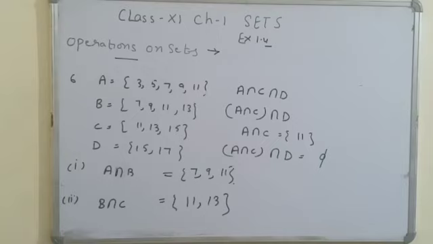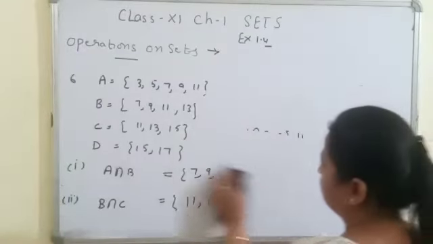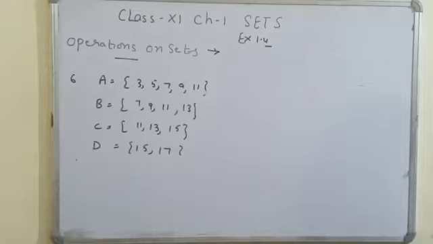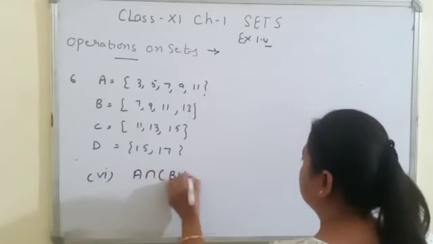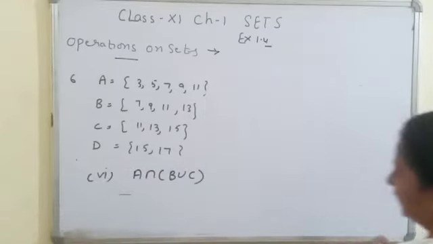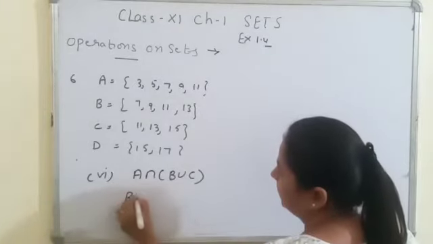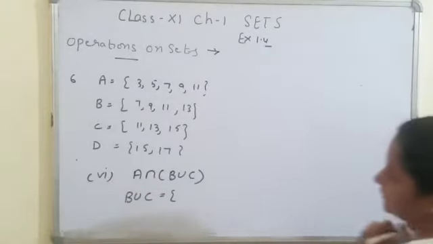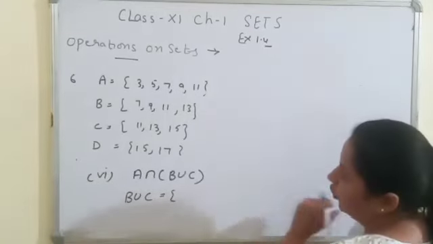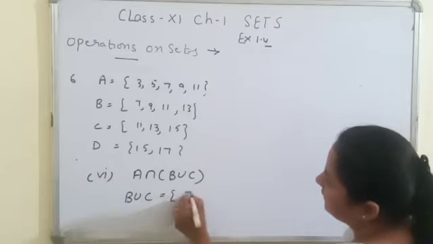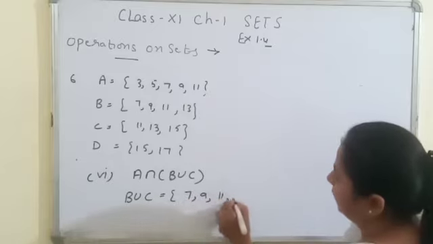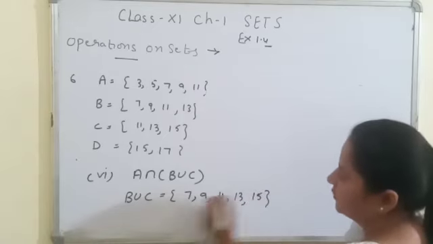Let's solve the sixth part. In this part we will find the union as well as the intersection. Sixth one is A intersection (B union C). Now firstly find B union C. This rule is also clear to you. We have to write all the elements of set B and set C. These are 7, 9, 11, 13 and 15.